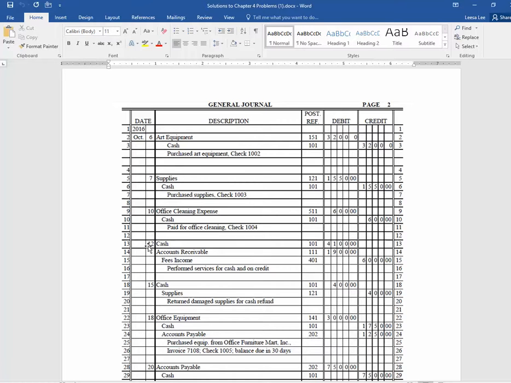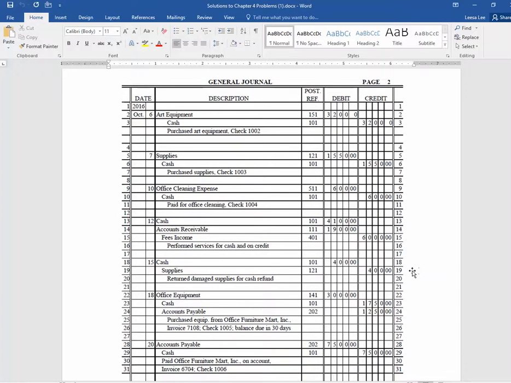I think we did talk about the item on October 12th. That was receiving money for your service of $6,000 of work, receiving $41 in cash, and the rest to be paid on credit. So the $1,900, I believe you had to calculate that one. Or one of them, I think maybe they gave you the two numbers and you had to add them together to make fees income. I don't have my book open right in front of me right this second.